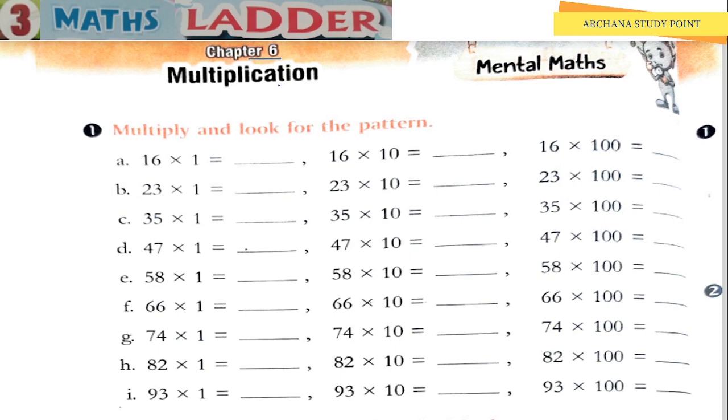Math Ladder for class 3. Today we'll complete page number 36. Let's see the first question. First question says multiply. We know multiplication, but there is one thing we have to look for. We have to look for the pattern.